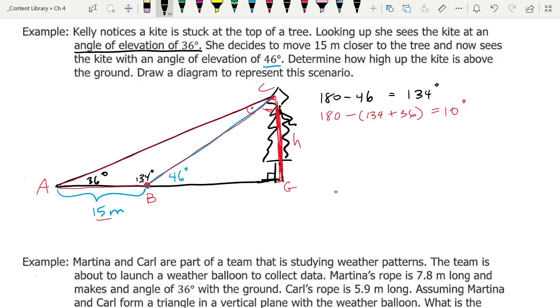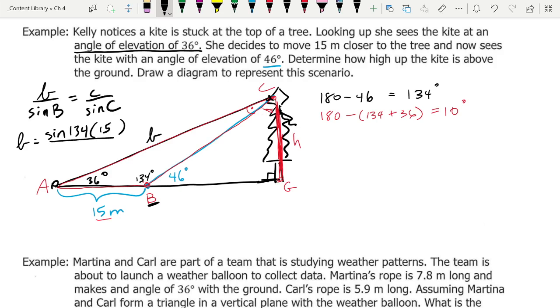I'm going to find side A to C, which is the same as the one in this big right triangle, which in this situation I'll call little b, because it's across from angle B. So b over the sine of B equals c over the sine of C. I'll do two steps at once here. Sine of angle B, which is 134, times side c, which is 15, all over the sine of angle C, and angle C is the one I just found, 10 degrees.